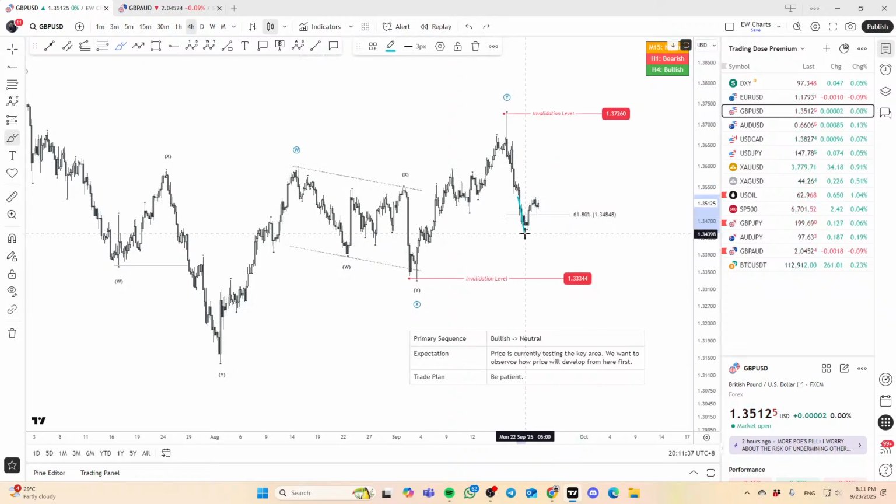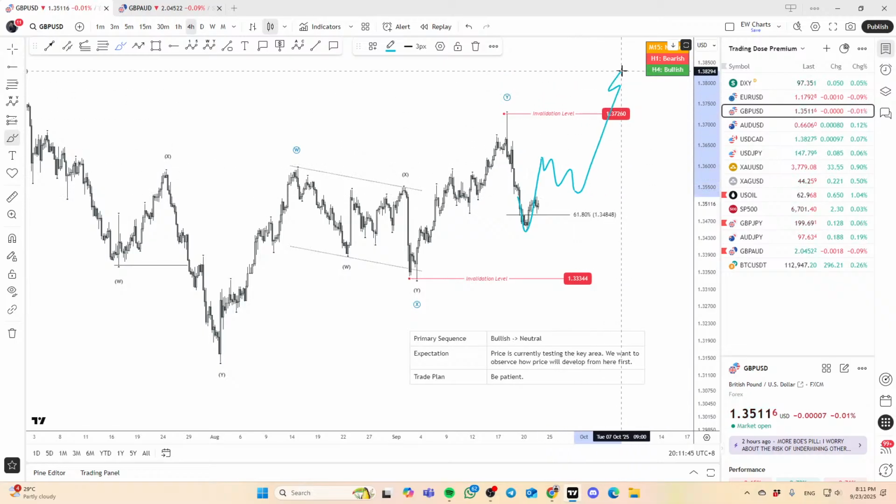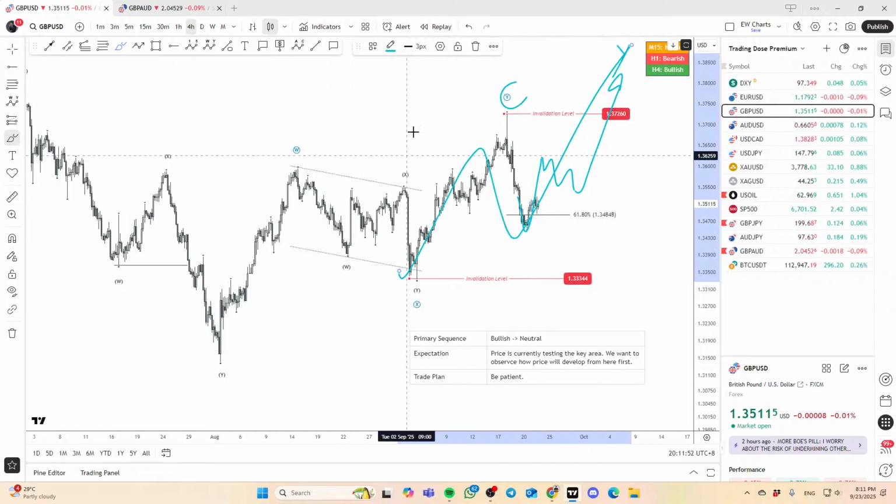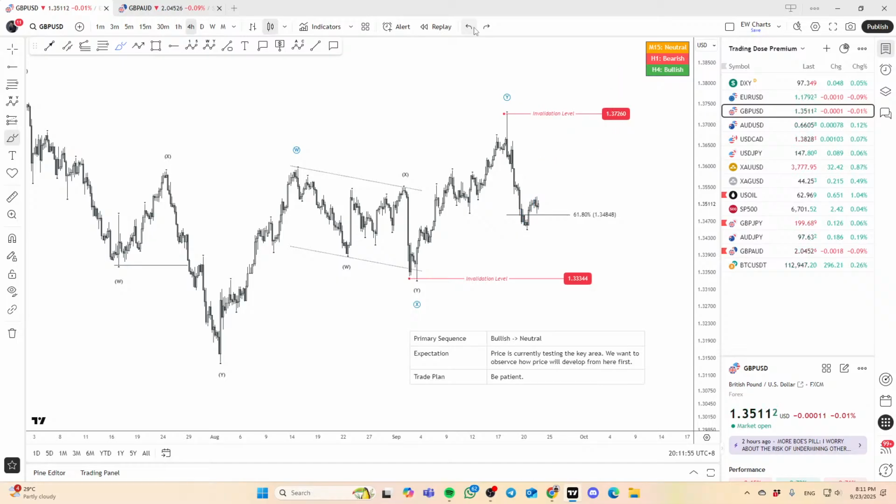If this actually does a V-shaped bounce, okay, then that changes the scenario, where then we'll be looking at a pullback and we can expect that push back up, right? Then that will be where we're looking at the Y wave here, right? So this will be a 1, 2, 3. Okay, so we want to remain flexible and adaptive to what the market is telling us. But for now, we just need to be patient, maybe give it another day or two, see how price is going to develop around this key area, then we'll come back and make that decision from there.